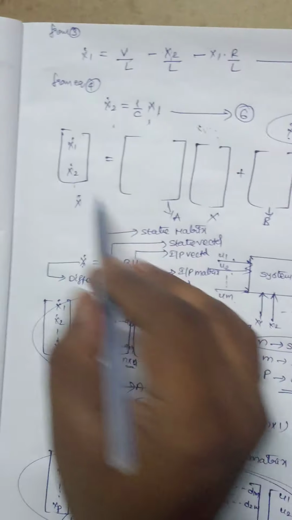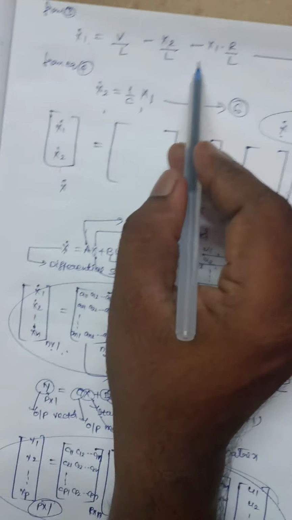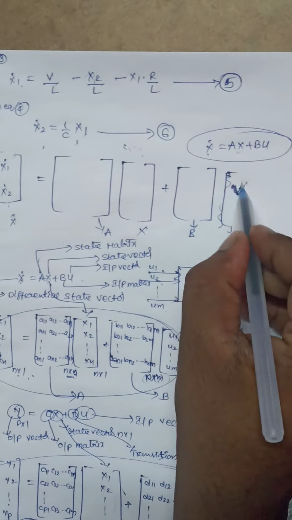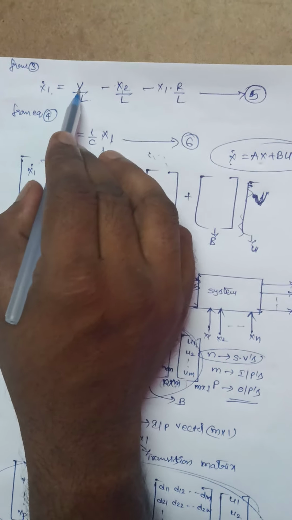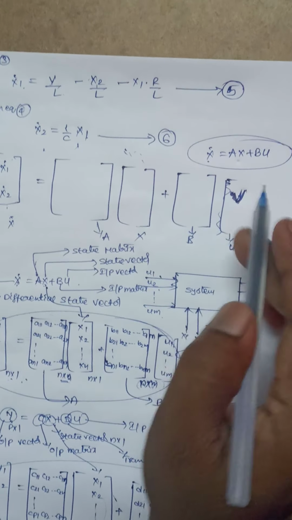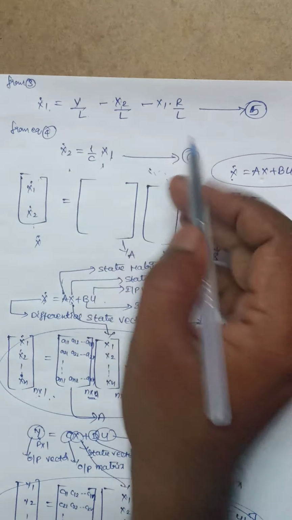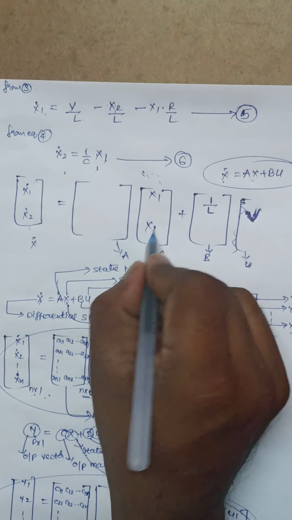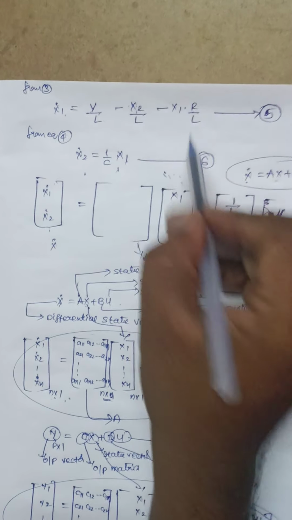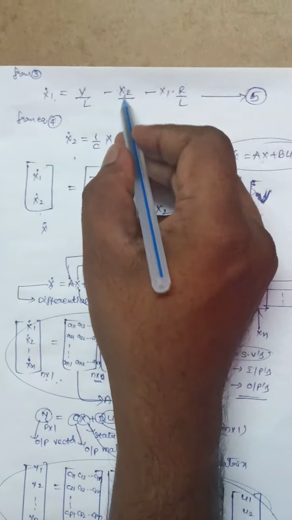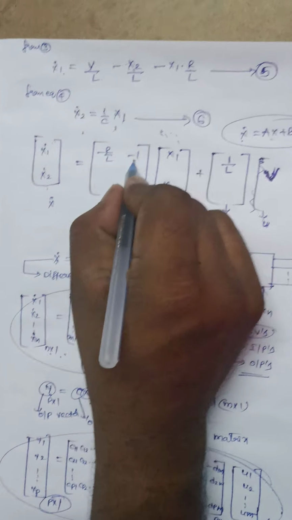What is this x1 dot, x2 dot? X1 dot is equal to this one, that is v by l, that means it is the input. Here the input is v, so v is the input, so it is 1 by l, v by l, and here it should be x1 and it is x2. The x1 coefficient here is minus r by l, you represent here minus r by l. The x2 coefficient here is minus 1 by l.